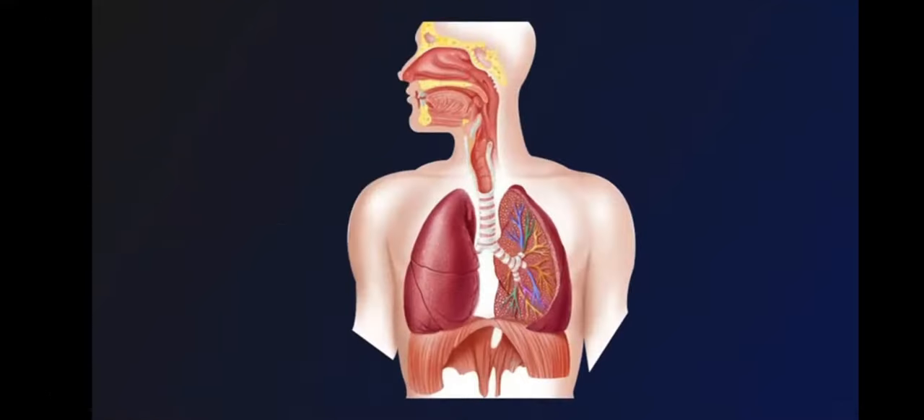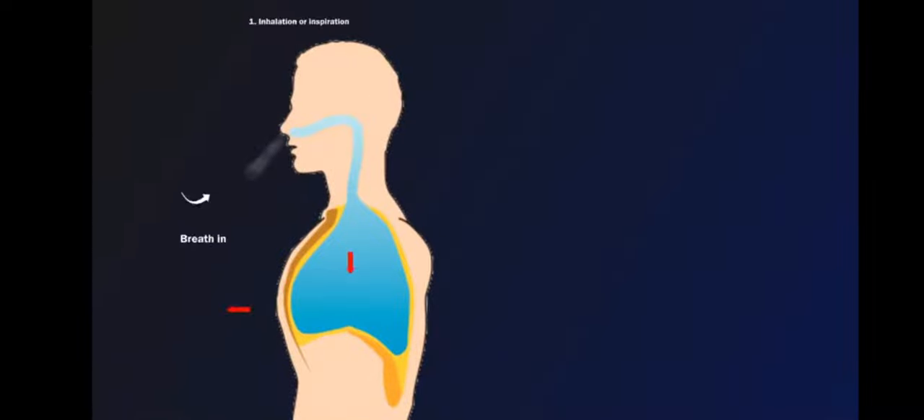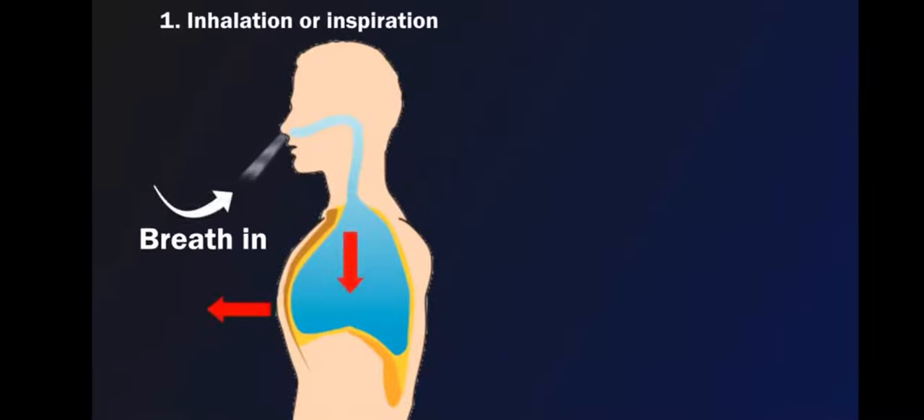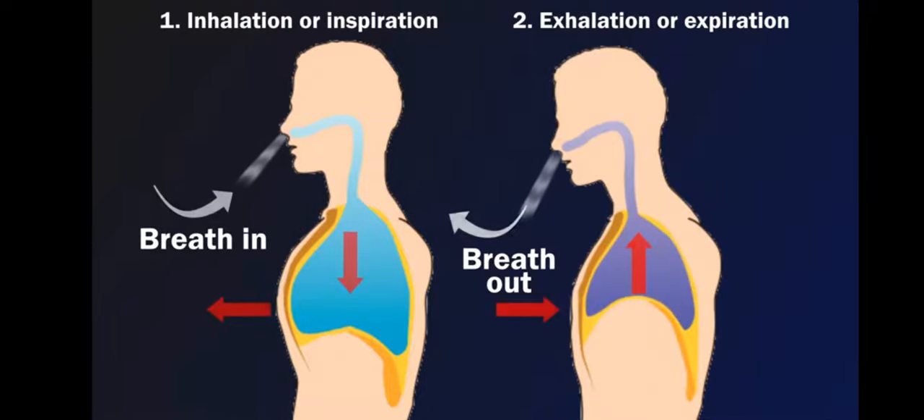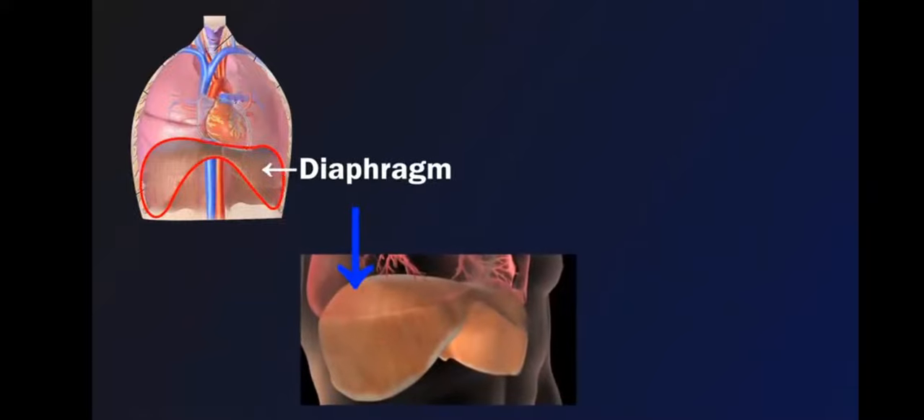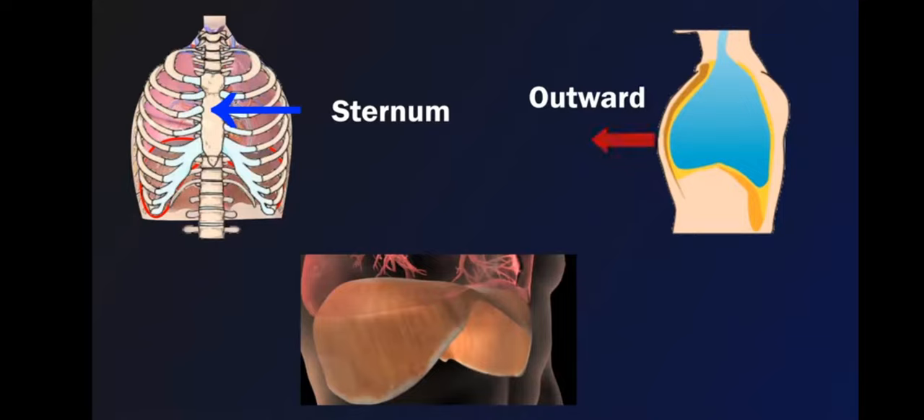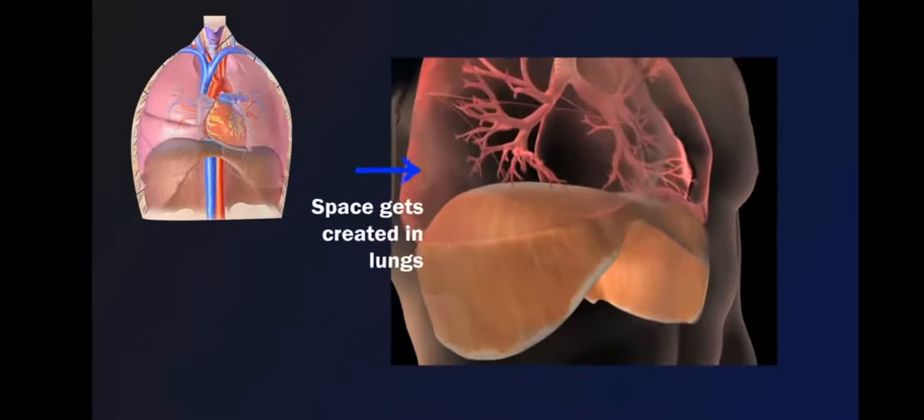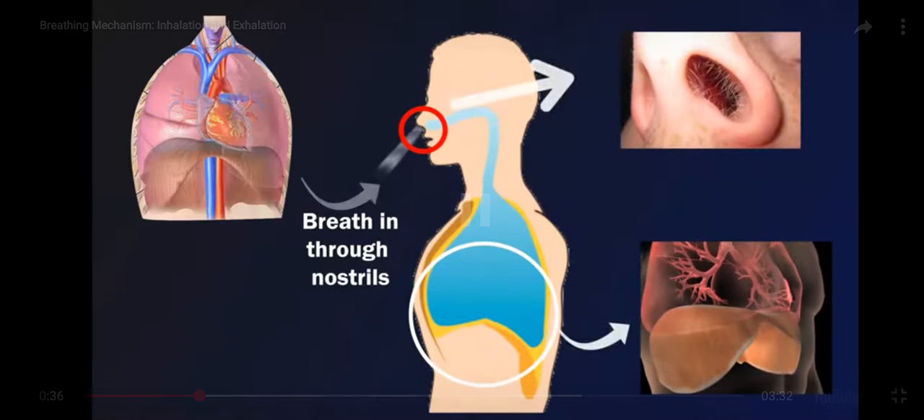Breathing mechanism. The process of exchanging gas through the nose is called breathing. Breathing involves 2 steps. 1. Breathe in or inhalation or inspiration. And 2. Breathe out or exhalation or expiration. The inhalation process starts with movement of the diaphragm downward and movement of the sternum outward. Because of these movements, space gets created in the lungs and air gets sucked in through the nostrils.